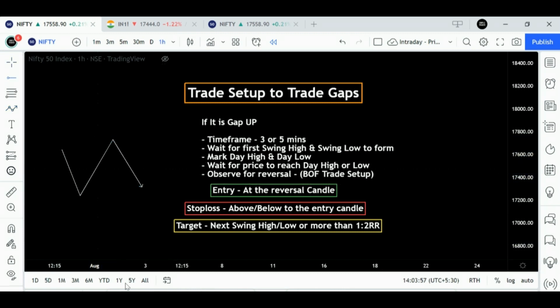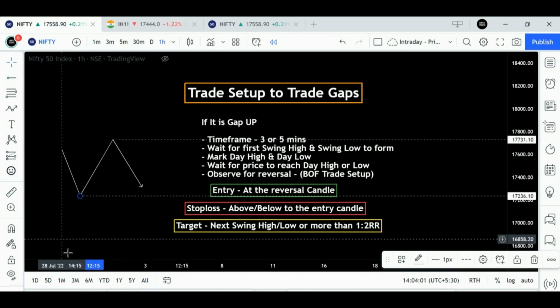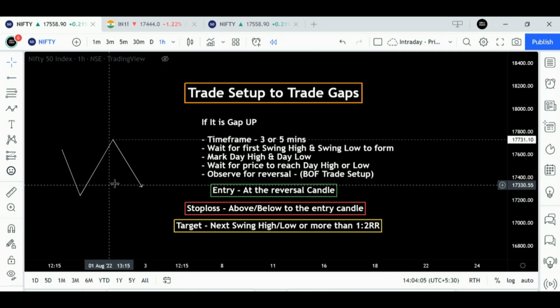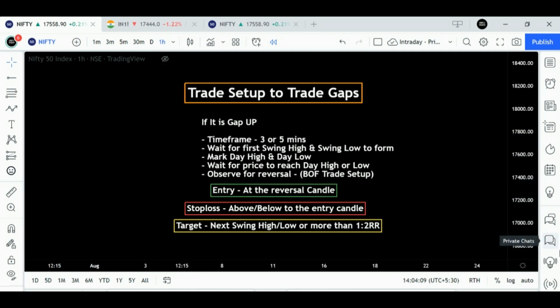Once it formed, start marking your swing high and your swing low. This is your swing high and your swing low. So once you mark those, wait for your price to reach there, which most of the time could be your current day high or low. So wait for the price to reach there and observe for the reversal.